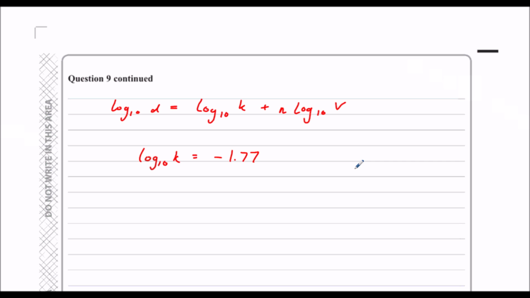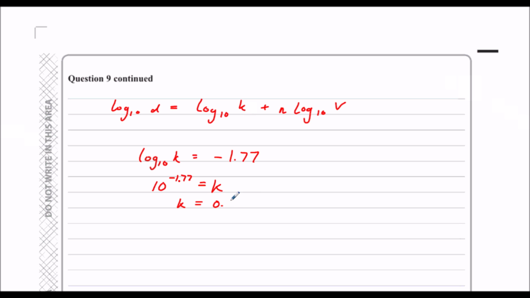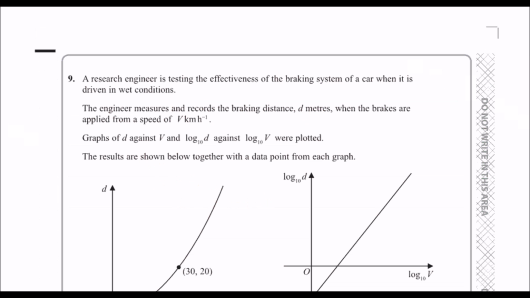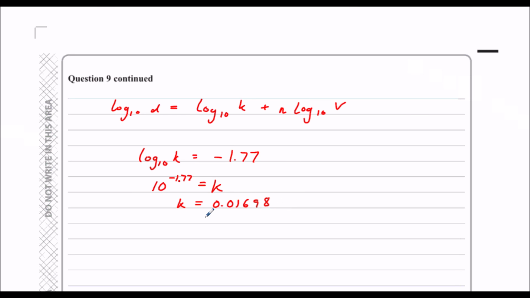And so we can use this to find k. So the base is 10, the power is negative 1.77, and that equals k. So 10 to the power of negative 1.77 is 0.01698. And it said approximately equal to 0.017.